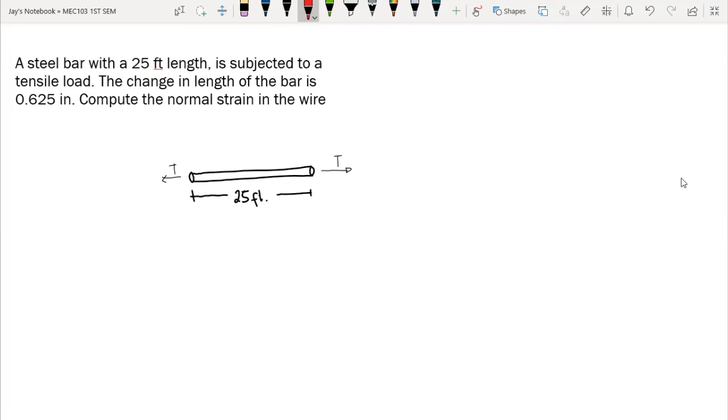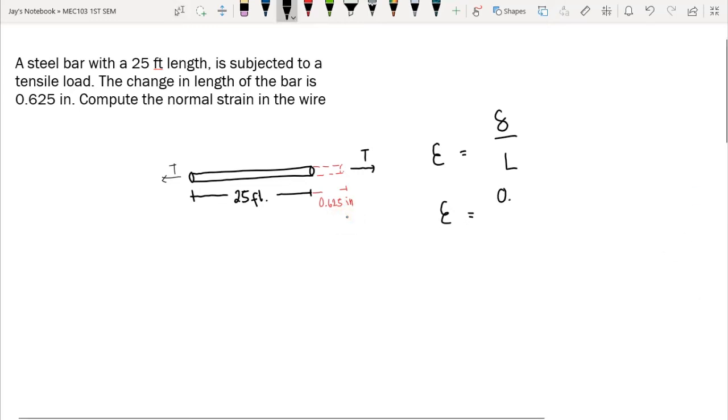Since it is a tensile load, there would be an increase in the length, which is 0.625 inch. Now we need to compute the normal strain. So by using the formula, we have the strain, that is epsilon, is equal to delta over the original length. So we have the strain is equal to, now our deformation is 0.625 inch, over, our length is in terms of feet. We have 25 feet. So we need to convert that into inch. So we need to be consistent with the unit.